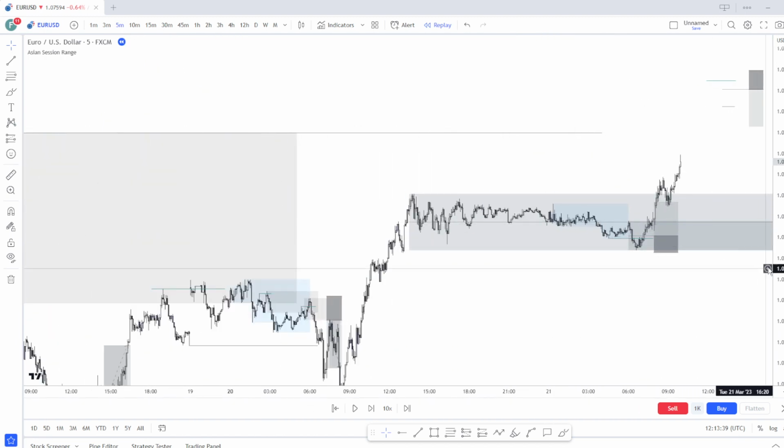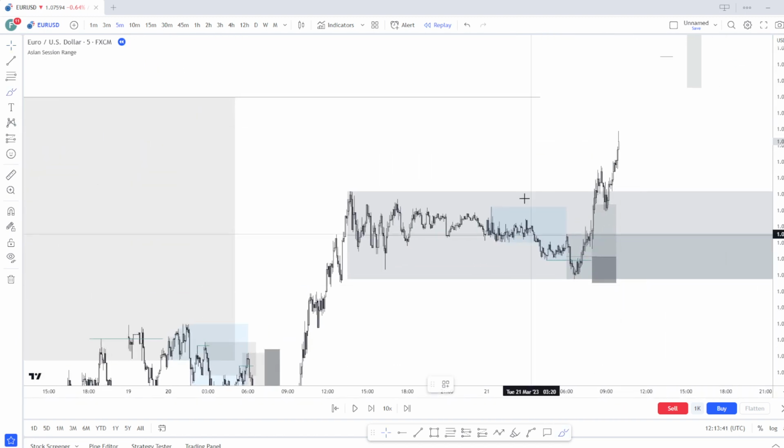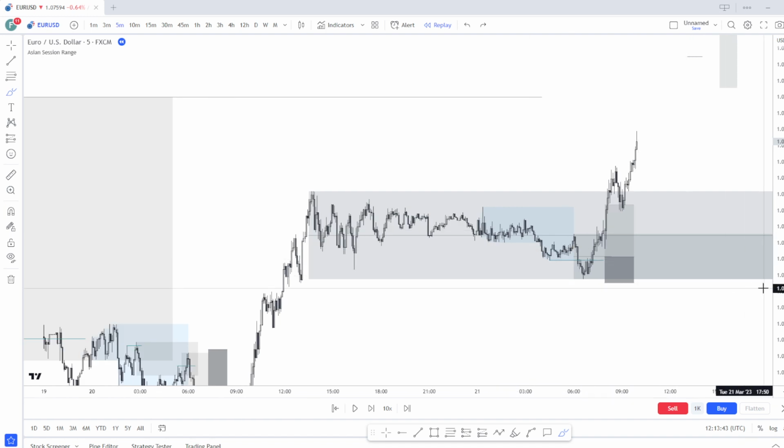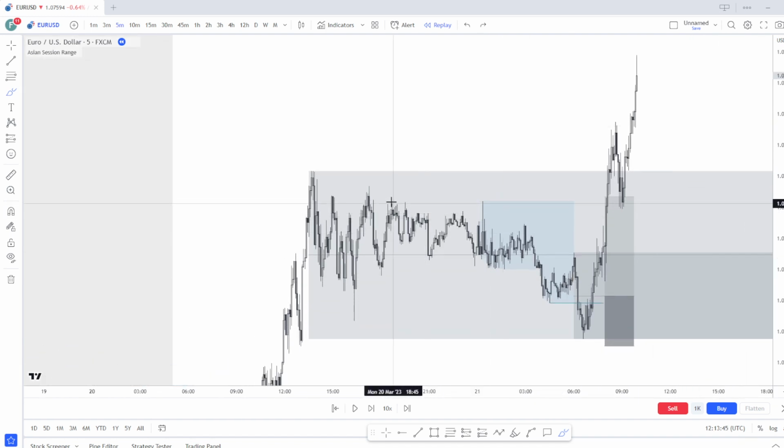So my thoughts here are that we have this liquidity point to target, and we also have Asia high still to target. Equal highs here, although this did take out this wick.